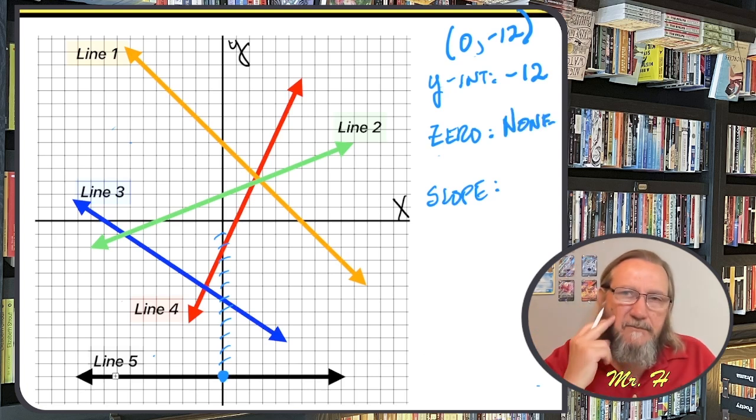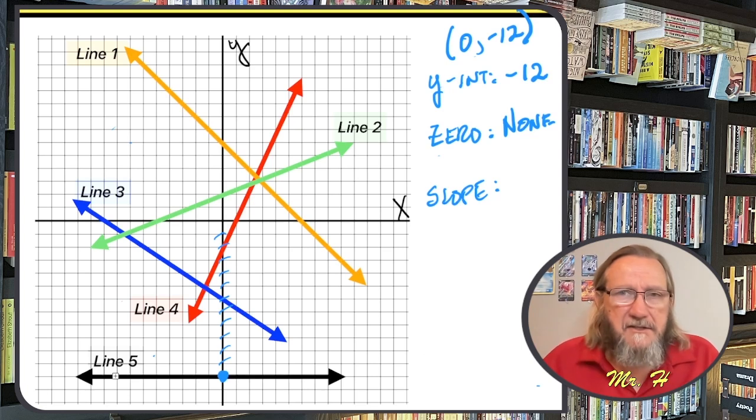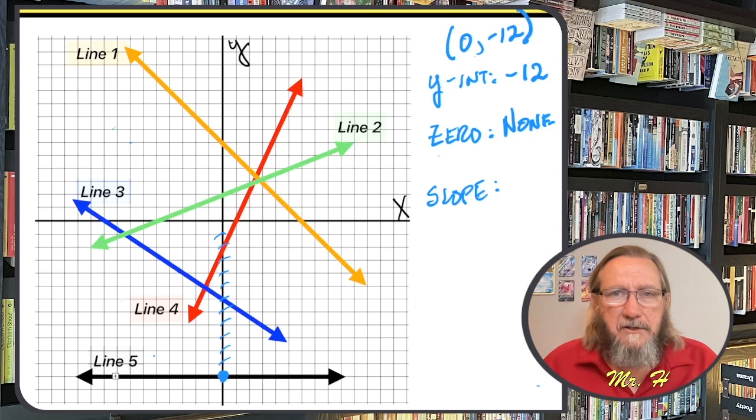That can happen sometimes in the functions that we work with in mathematics, that there is no 0. Had I asked you for the x-intercept, can't get that either. It doesn't cross the x-axis. So there's not an x-intercept, and there is not going to be a 0 for this one.